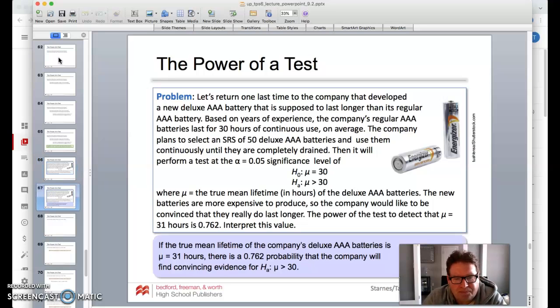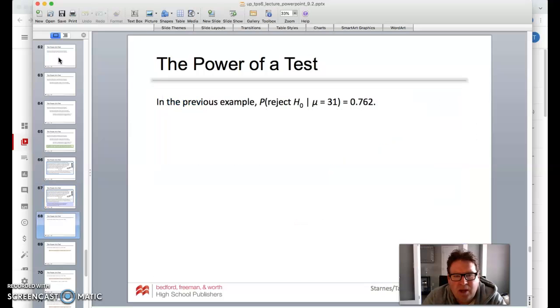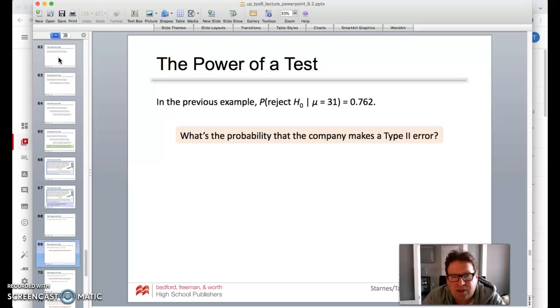What does that mean? Okay, it means if the true mean lifetime of the company's deluxe AAA batteries is 31 hours, there is a 76.2% probability that the company will find convincing evidence for the alternative hypothesis. Okay, so that's what that power is talking about. So in the previous example, we want to find the probability to reject the null hypothesis when the mean is equal to 31. And we said that that was 0.762.